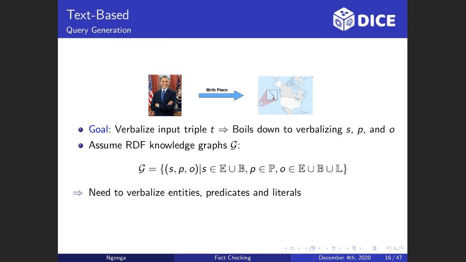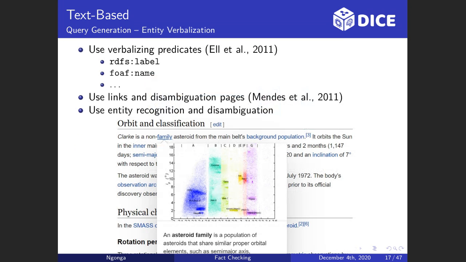Now, how do we do that? Verbalizing entities is relatively straightforward. As I pointed out before, you can use labeling properties. There was a paper by Ell et al. in 2011, which looked into the predicates which are used for labeling things on the web. They figured out that there are just a handful, roughly 20 if I recall correctly. And if you take your knowledge graph and write a query which retrieves the entries from these 20 predicates, you have found the labels of your resources for most knowledge graphs.